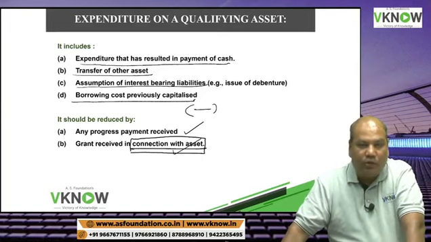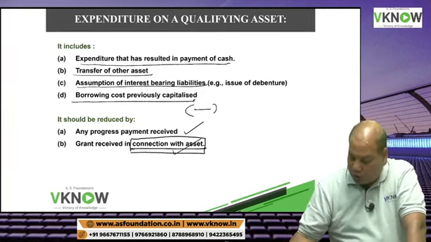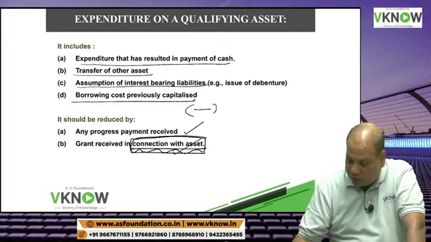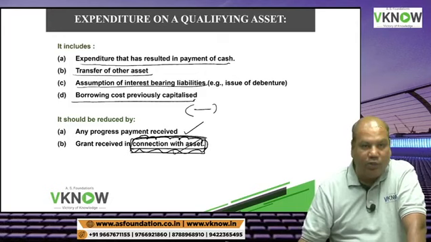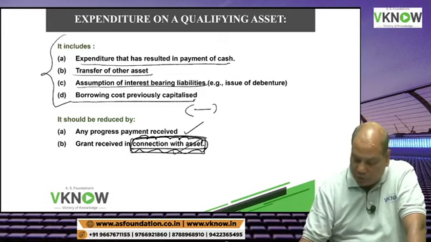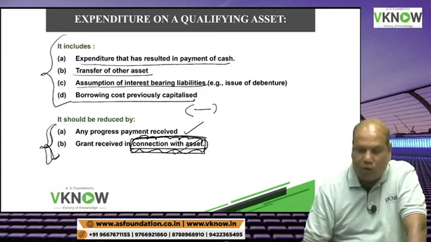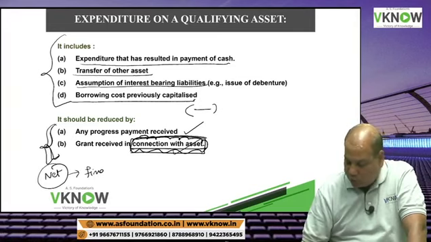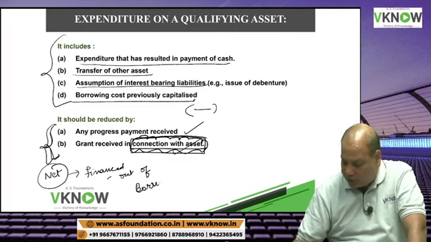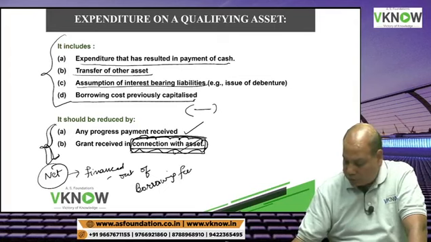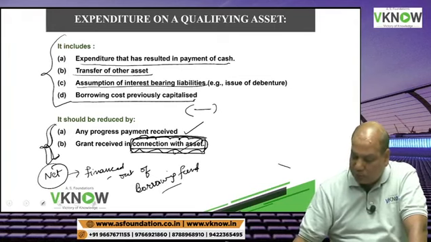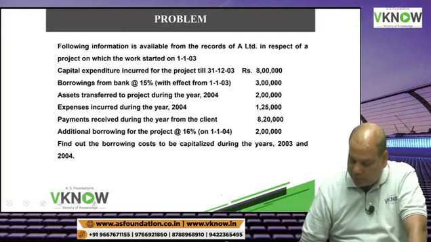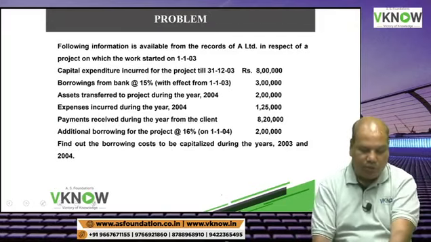Government grant is another chapter which we have covered in AS12. So if the grant is in connection with the asset, then it will be deducted. The logic is, this is what we have spent, this much is already funded by the client or the government, so only the net amount is financed out of borrowed funds, and therefore only on this net amount we are going to apply the standard.